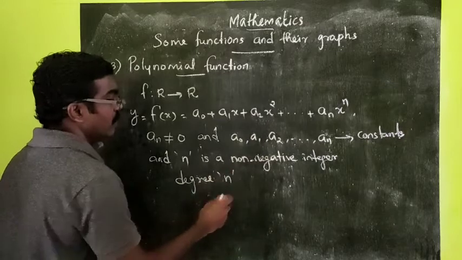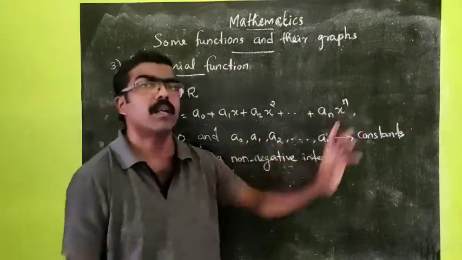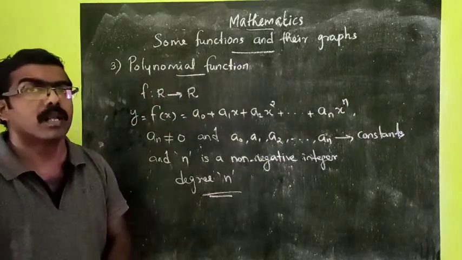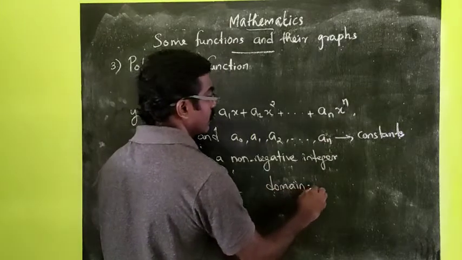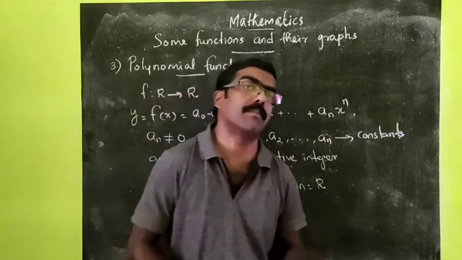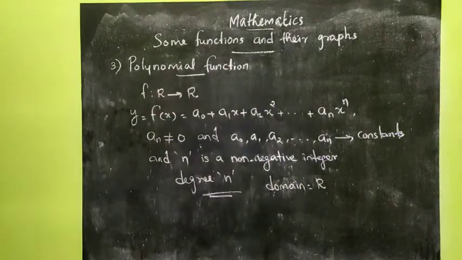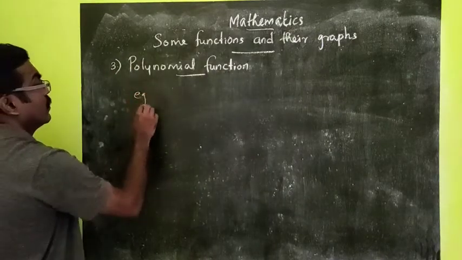A polynomial of degree n. Here the highest power of the variable is n. That's why the degree of the polynomial is what? n. Clear? Here the domain is the set of all real numbers and the range depends upon the polynomial representing the function. Clear? Let us consider an example of polynomial function.